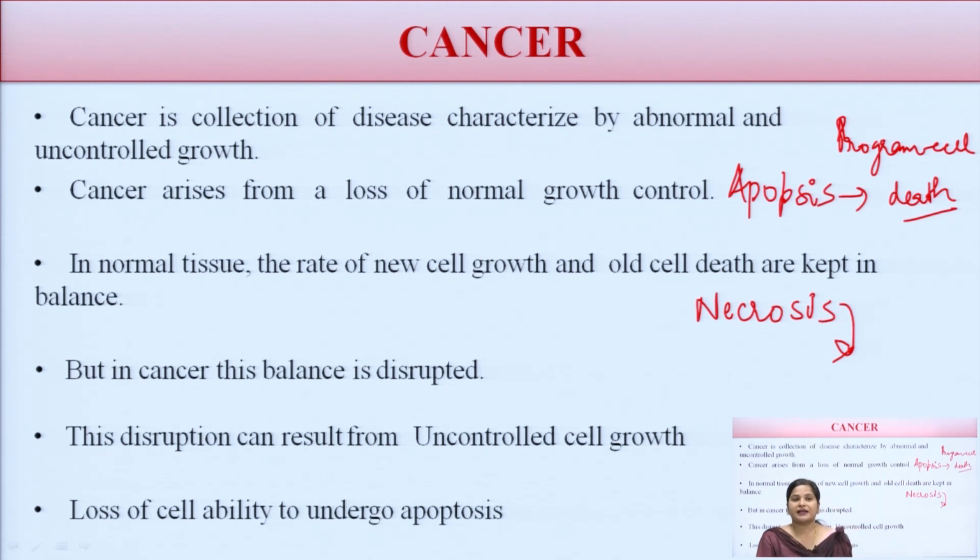So cancer is a collection of diseases characterized by abnormal and uncontrolled cell growth. Cancers arise from the loss of normal growth control of cell functions. In normal tissues, the rate of growth and the death of old cells are kept in balance.